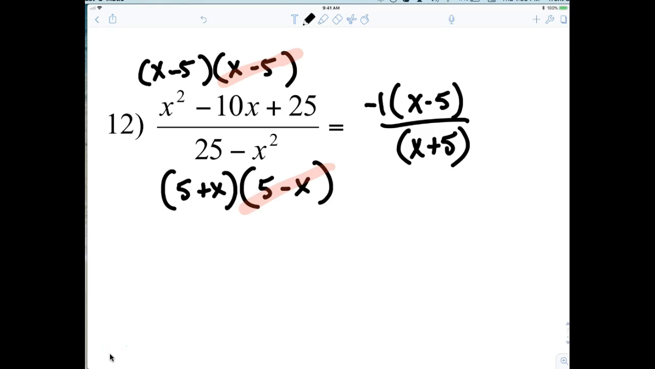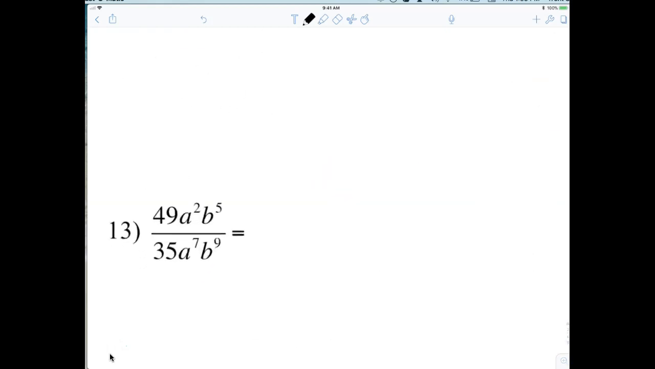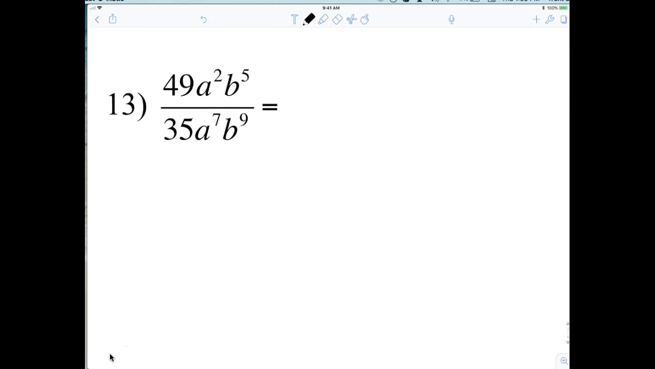All right, here we go. Let's keep moving. 13. So I can divide by, good, and so I'm left with 7 over 5, a to the 5th on the bottom, b to the 4th on the bottom. Very simple. Am I good?